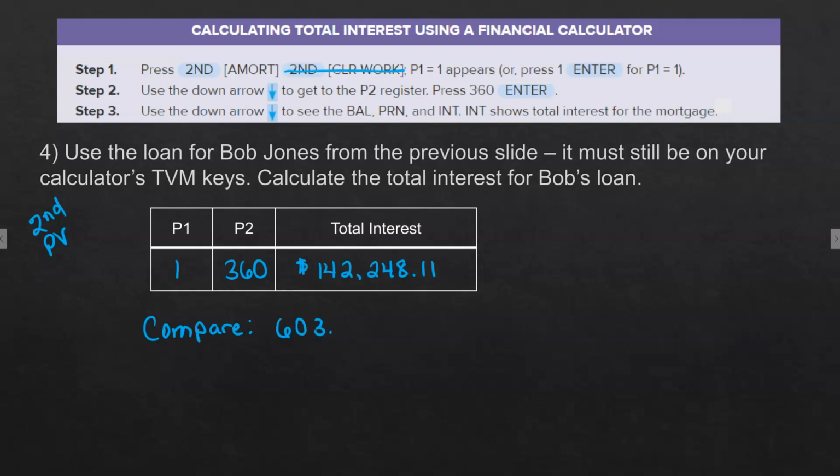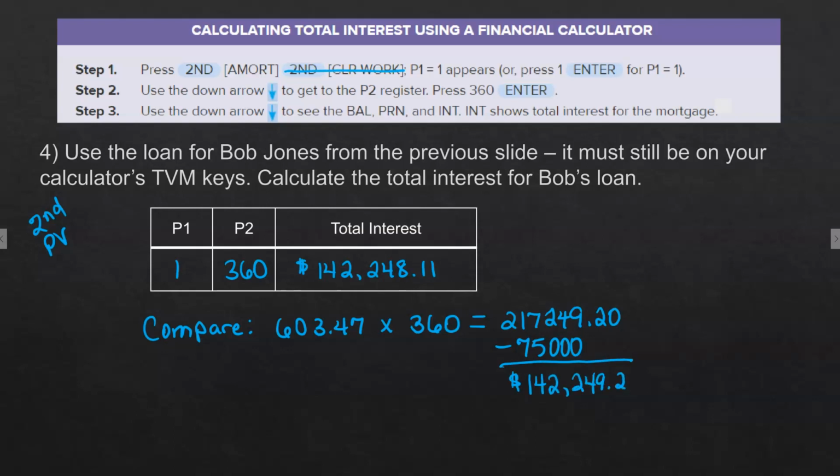Now, I'm going to compare this to our manual calculation. Take the 603.47 times 360 payments, and then we'll subtract out the original loan amount of $75,000. And we get $142,249.20. And you'll see they're not exactly the same. That's going to happen. And it just has to do with, actually, the last payment of a loan often can be a little bit different.